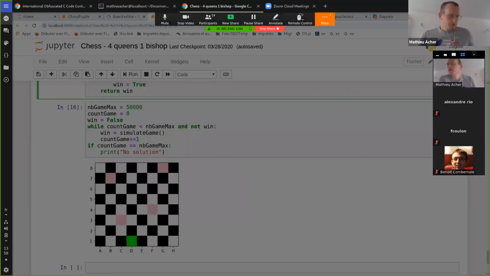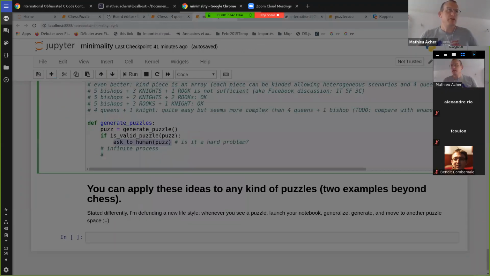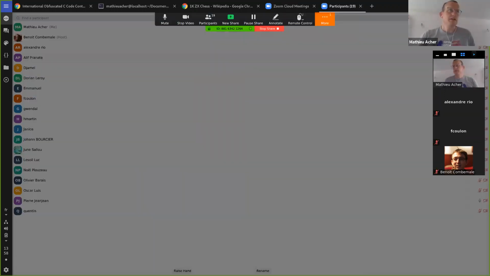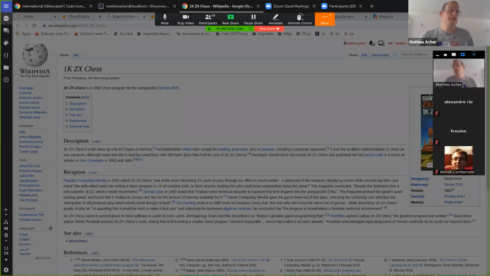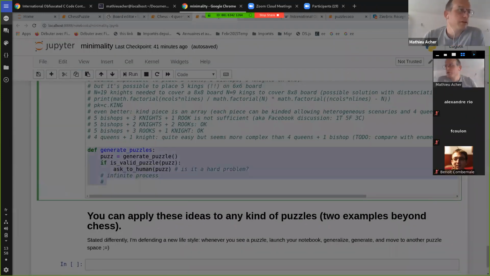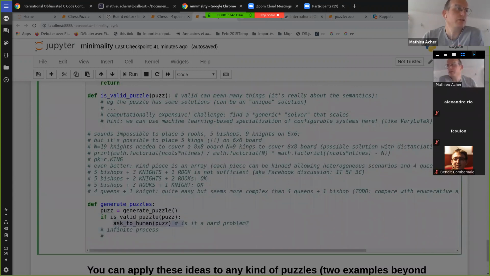So I'm a bit lost, but I'm quite interested in this loop now. Sorry about that. Yes, I'm quite interested in this loop, right? So generate a puzzle, control whether it is valid, and ask a human whether it's worth investigating.